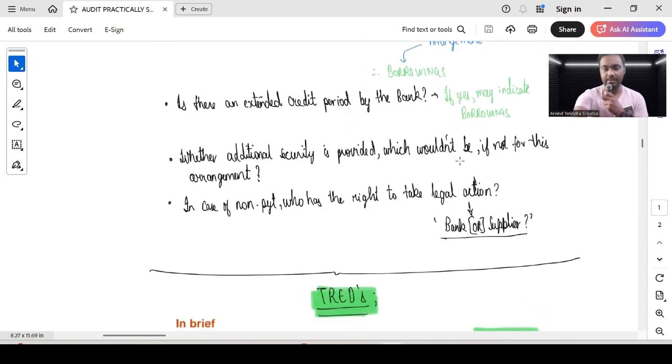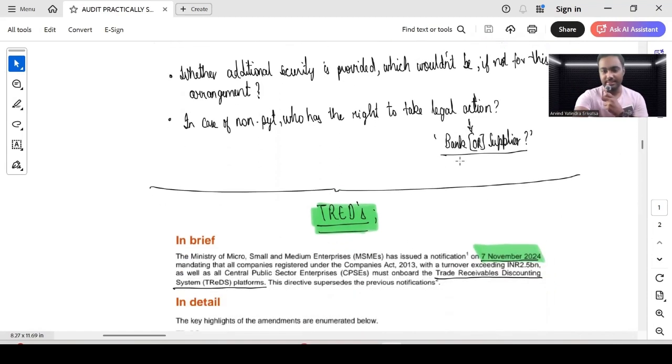Okay. So this was a transaction which we saw in relation to supplier financing, specifically in relation to letter of credit, termed as LC. I hope you understood this, guys. Next, let's come to TREDs. So what is TREDs?